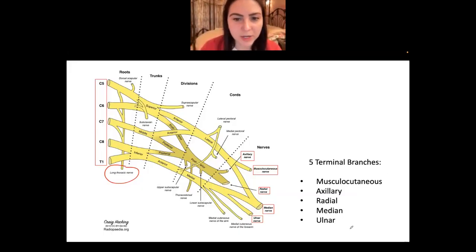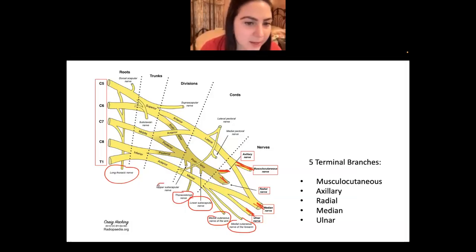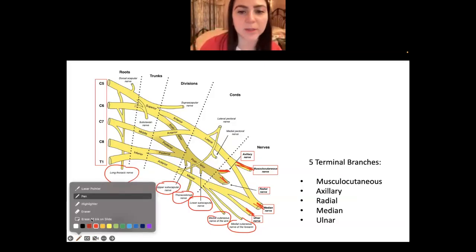So these are the 5 terminal branches. We have the musculocutaneous nerve, the axillary nerve, the radial nerve, the median nerve, and the ulnar nerve. Okay, and you can see them here. Here's the musculocutaneous, here's the axillary, here's the radial, the median, and then the ulnar. And then all these other names are all these other random nerves that come off. I believe when I was doing this first year, I did memorize all of these, and I think it was worth it because they can just ask random questions about the brachial plexus. But like I said, the most important ones are going to be these 5 terminal nerves.